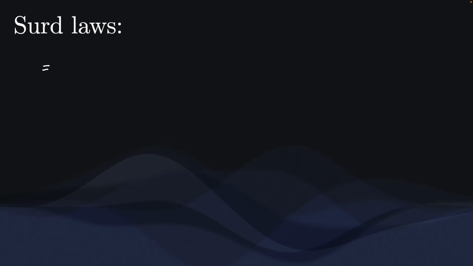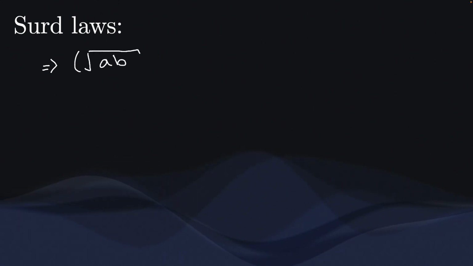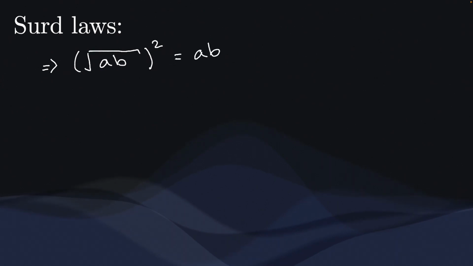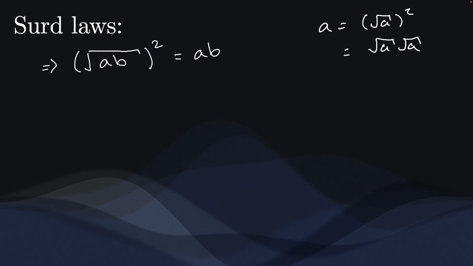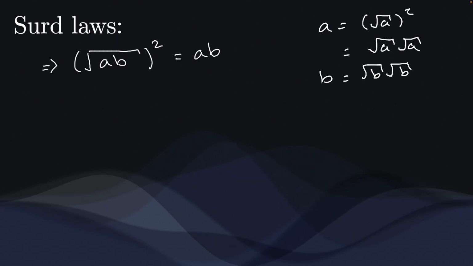So, let's go into our first law. Let's say we have the square root of a times b, squared. Well, remember that if we have the square root of something squared, that's just ab, right? So we'll just write that as ab. Now, we also know that a is equal to the square root of a squared, which is just the square root of a times the square root of a. And the same for b. b is equal to the square root of b times the square root of b.